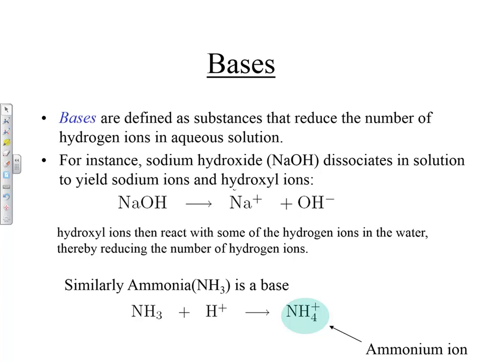Why? Because sodium hydroxide, if you mix it with water, is going to dissociate into a positively charged sodium ion and a negatively charged hydroxyl ion. Then this negatively charged hydroxyl ion is going to take up hydrogen ions from the water and reduce the concentration of the hydrogen ions. Right? So that's why this is a base. Hydroxyl ions react with some of the hydrogen ions in the water, thereby reducing the number of hydrogen ions.